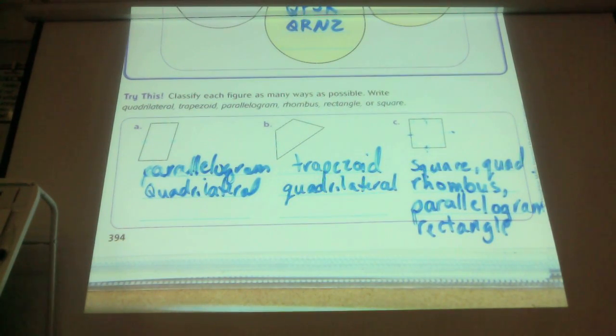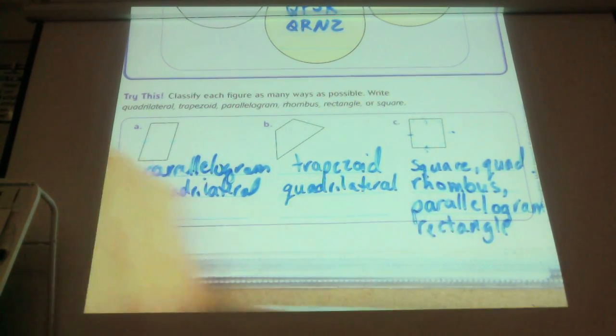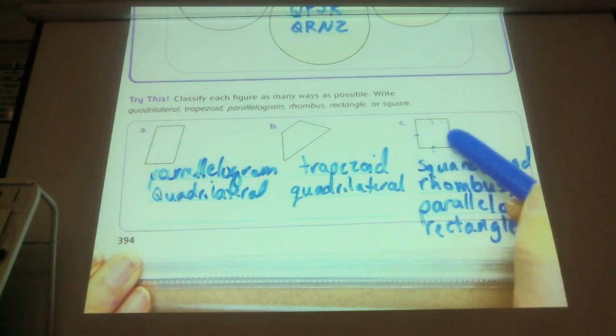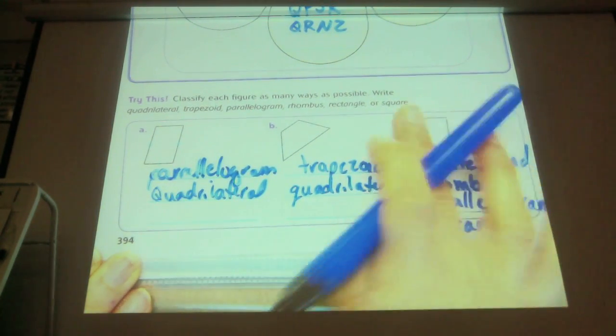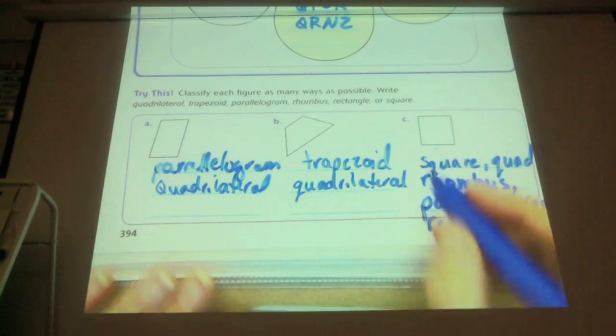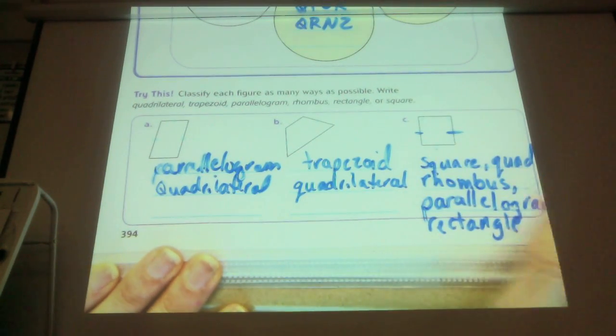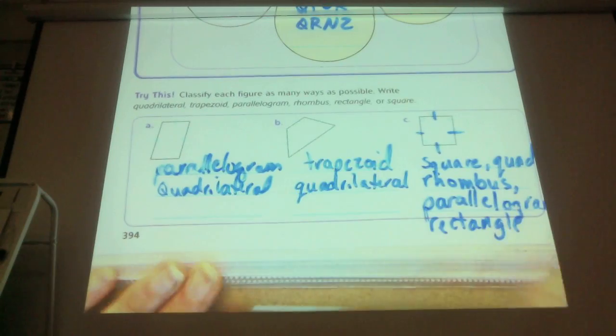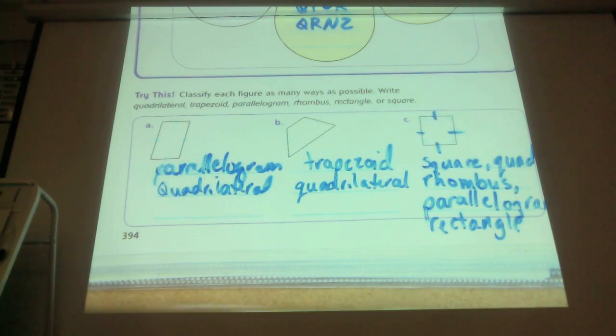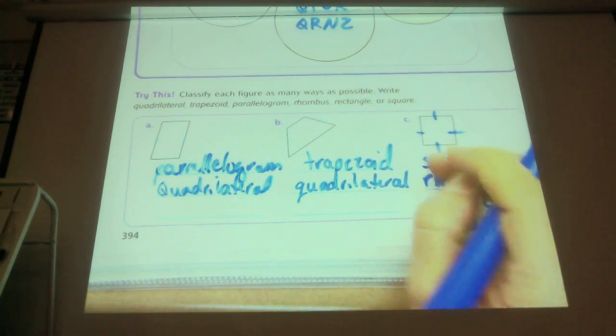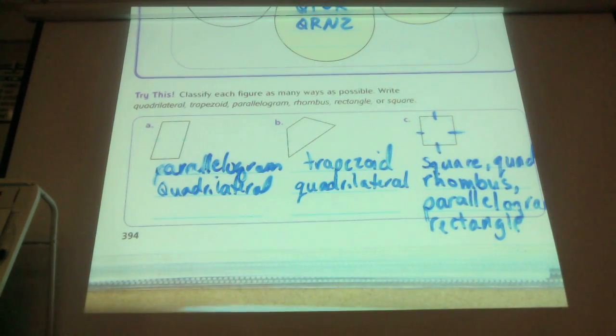It follows all the rules. It has two pairs of parallel sides. These are parallel. These are parallel. Two pairs of sides that are equal. These two are equal to each other, and these two are equal to each other. The fact that they're all four equal doesn't matter. These still equal each other, and those still equal each other. And the last one was the four right angles, and it definitely has the four right angles. Okay.